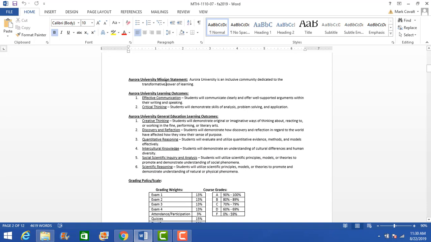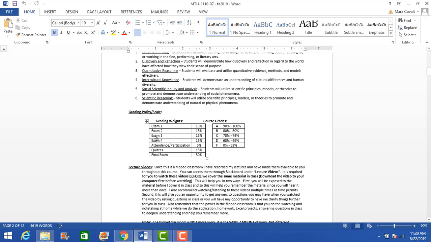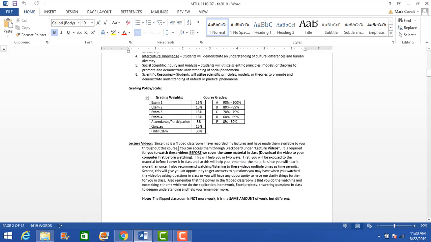Here's the Aurora University mission statement. Your university is an inclusive community dedicated to the transformative power of learning. Okay, so here are the learning outcomes. Here are the general education outcomes at Aurora University. And here is the grading policy.